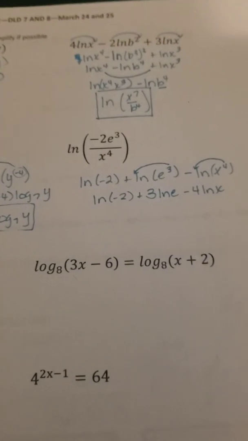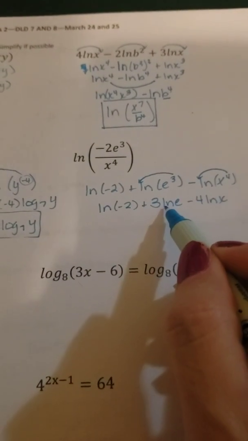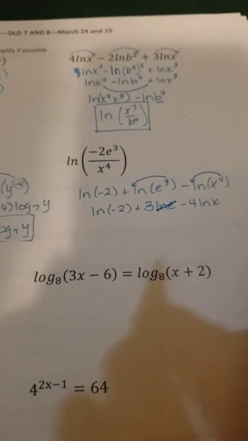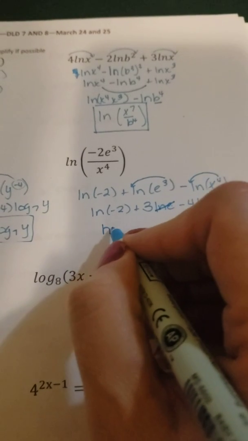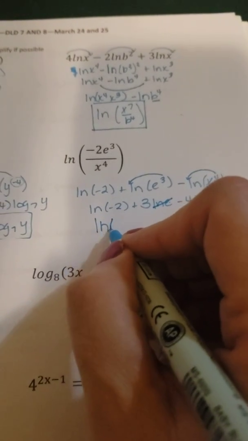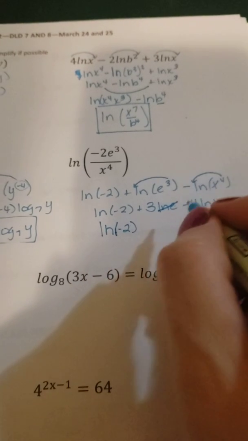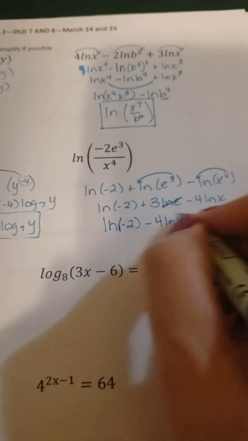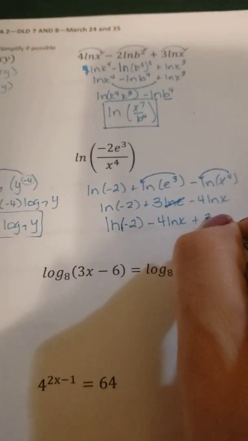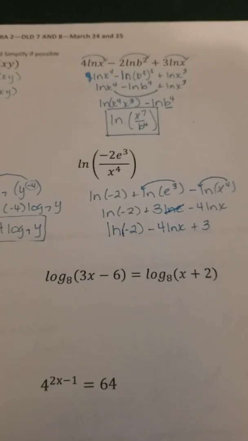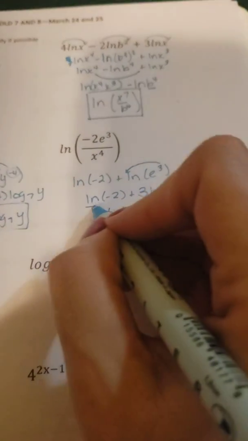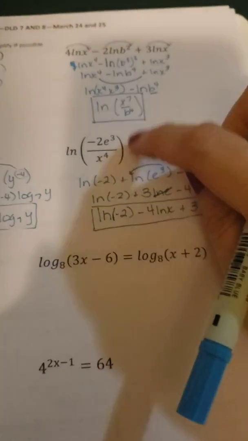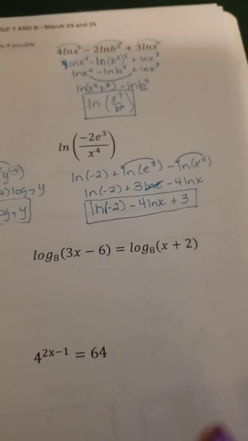But there's one more simplification that we can do. The natural log of e, those two things eliminate each other. So what I'm left with is the natural log of negative 2, and I'm going to bring this minus 4 natural log of x over first so that we just have plus our constant 3 at the end. And so this is our answer. This is the expanded version of this expression right here.